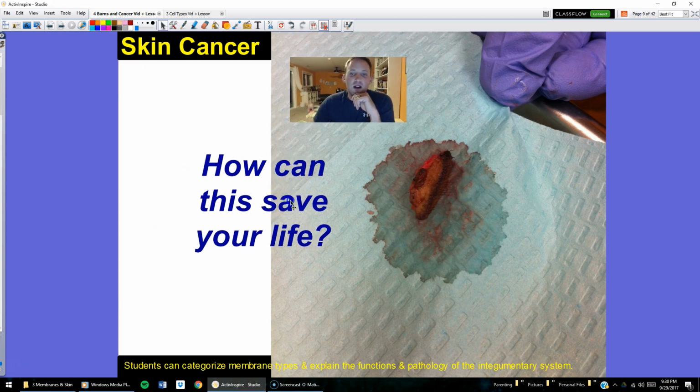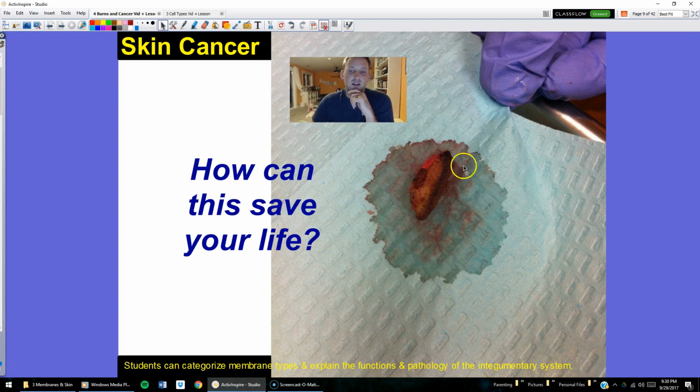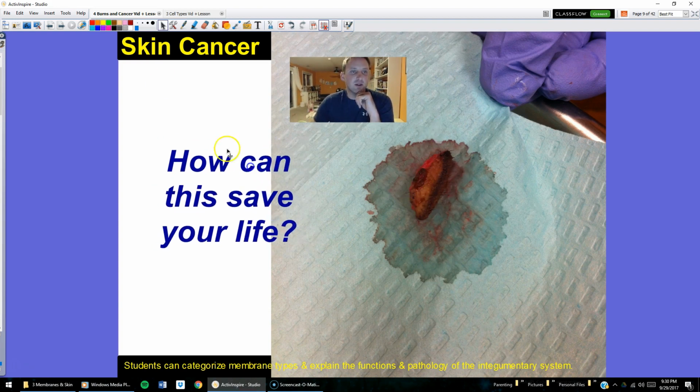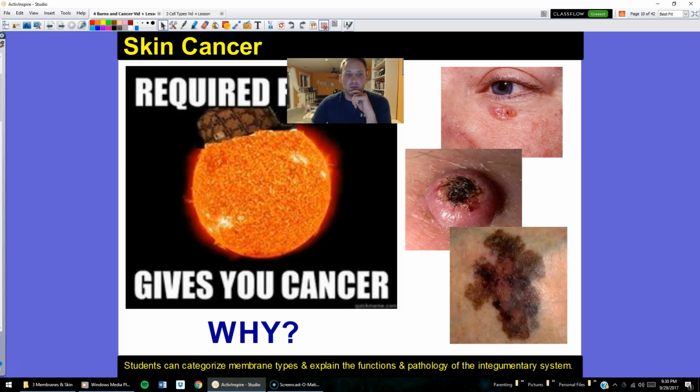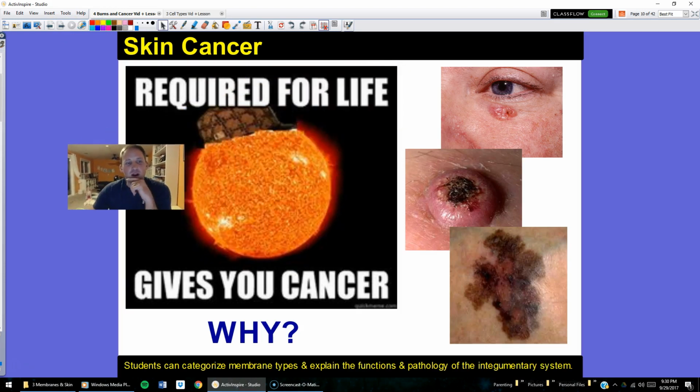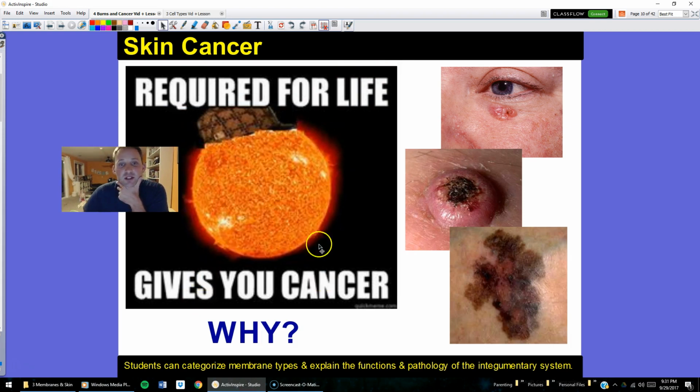How can removing skin save your life? Let's talk about skin cancer for a little bit. The sun is required for life. It synthesizes vitamin D, but the sun also gives you cancer because those photons sure go to town on your skin, that area exposed to the sun.